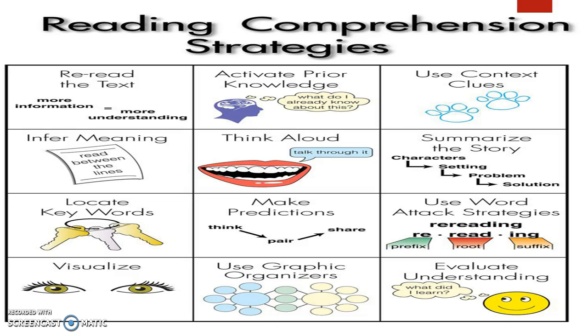Activate prior knowledge. Think about what you already know about this. Use context clues to help you understand words that you might not know. Infer meaning. Read between the lines. Make educated guesses and draw conclusions as you're reading. Think aloud. Talk through the text.